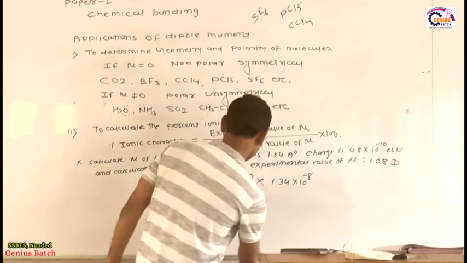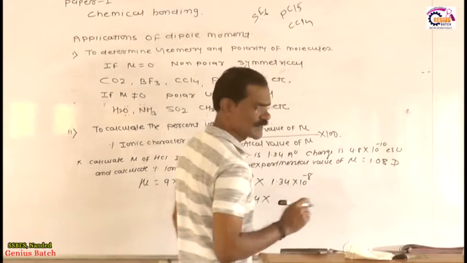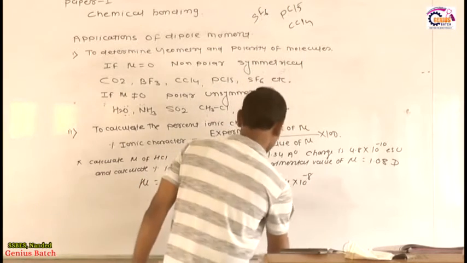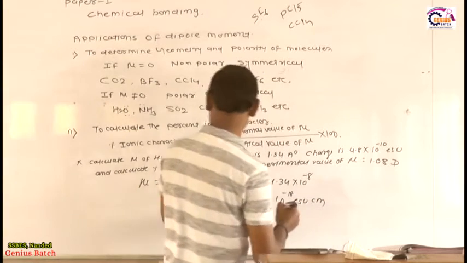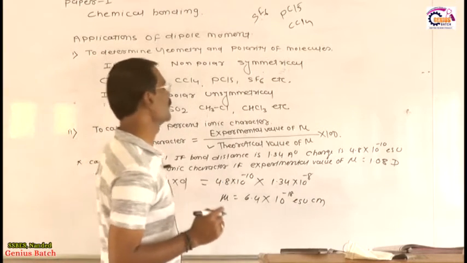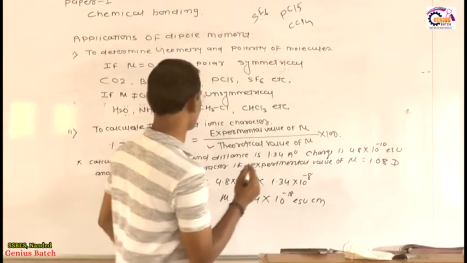Therefore it is 6.4 into 10 raised to minus 18 ESU centimeter. Okay, this is the theoretical value. Now how to calculate the percent ionic character?